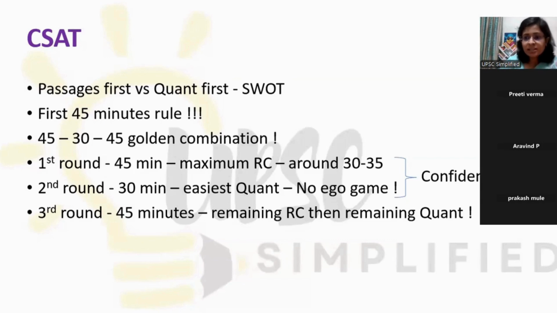You know that CSAT is in your hand, and I know whoever is doing a decent study, this is very much doable. You can solve good RC with accuracy, then you solve that easiest question, and then you go for those tough questions or remaining RC. So the next third round will be like 45 minutes remaining.